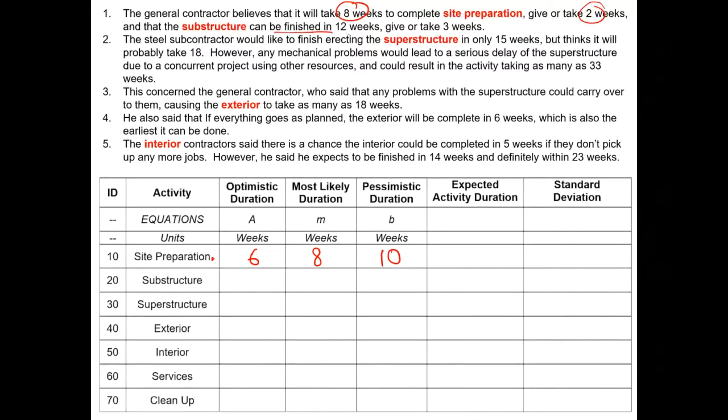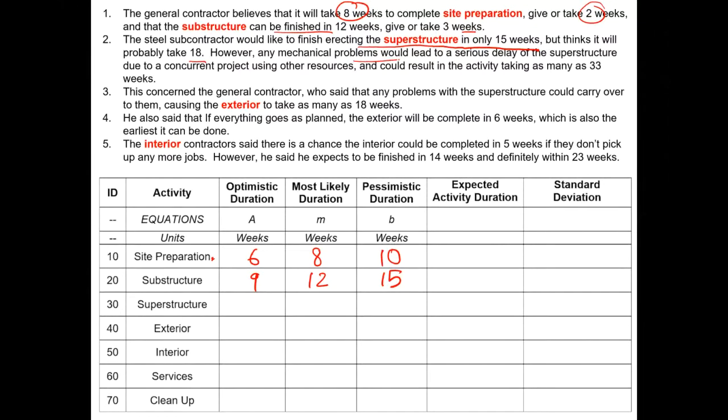And the substructure can be finished in 12 weeks, give or take 3 weeks. So the substructure subcontractor is telling us it is most likely going to take 12, but give or take 3 would mean that the optimistic time would be 9 weeks and the pessimistic would be 15. The steel subcontractor would like to finish erecting the superstructure in only 15 weeks, but thinks it will probably take 18.